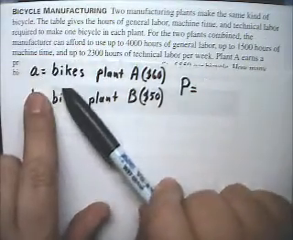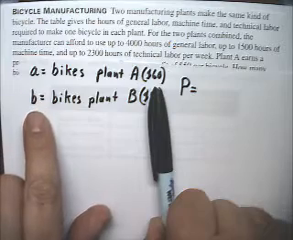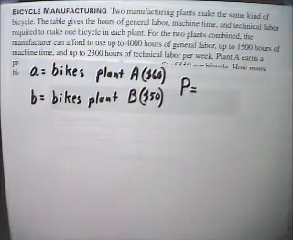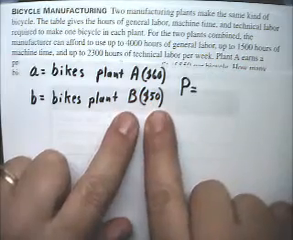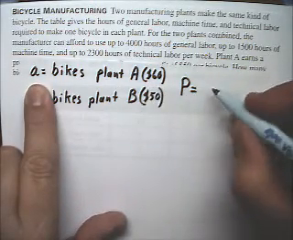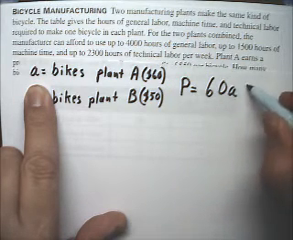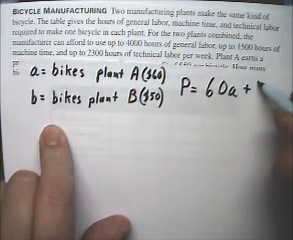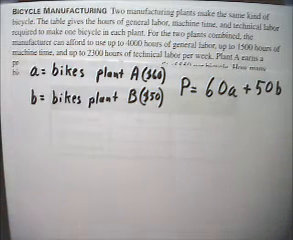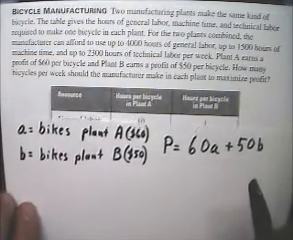I let A be the number of bikes that plant A makes, and they get $60 profit for that. And B, the number of bikes that plant B makes, and they make $50 profit for that. So we can get the objective function from this. The profit is $60 for each bike that A makes. That's 60A plus 50B. So now we have the objective function, and what we still need to come up with are the constraints.